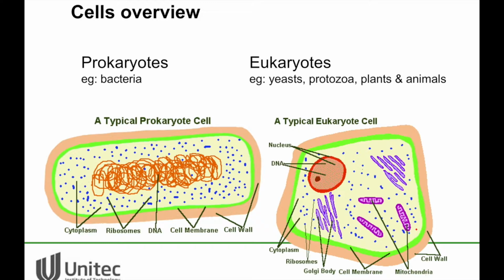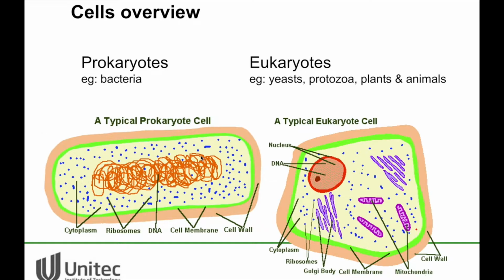Here's just a quick comparison between prokaryotic cells and eukaryotic cells. So the prokaryotes are your bacteria, and the eukaryotes include things like yeast, protozoa, plants and animals, and of course fungi. Yeast is a type of fungi. If we look at the prokaryotic cell, we've got a cytoplasm with ribosomes floating around in it. Now the ribosomes make the protein. That's actually the thing on the endoplasmic reticulum in that video that makes the protein.